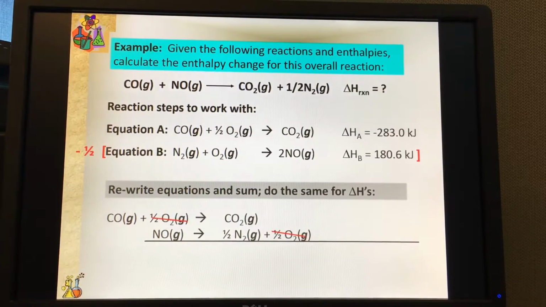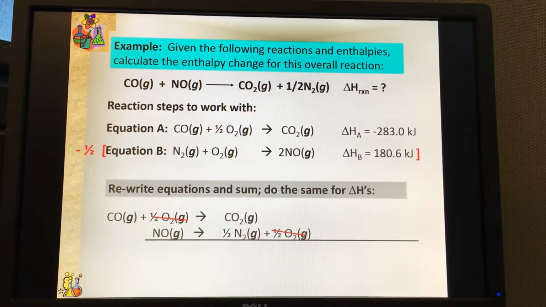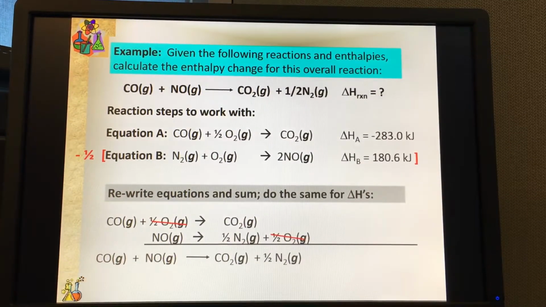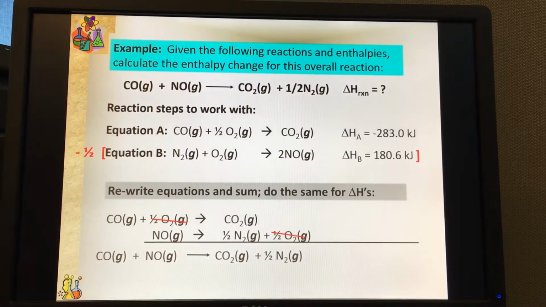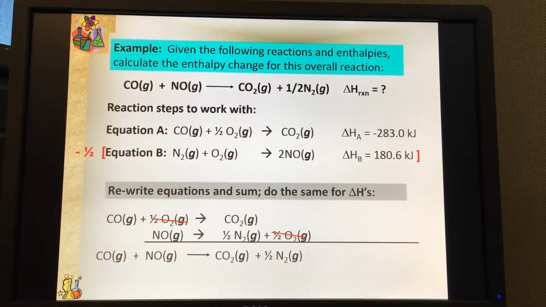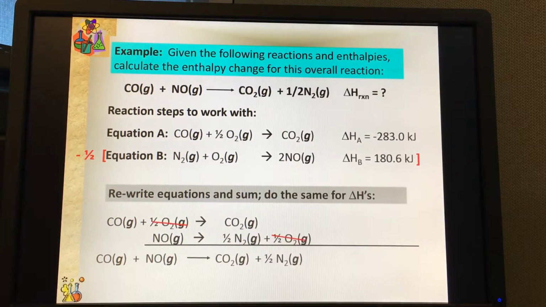We'll then rewrite our equation, adding our equation A and equation B together. Carbon monoxide and nitrogen monoxide are both reactants, and carbon dioxide and half a mole of nitrogen is a product. Because we just add our individual equations together to get the overall reaction, we're going to do the same thing to the enthalpies.